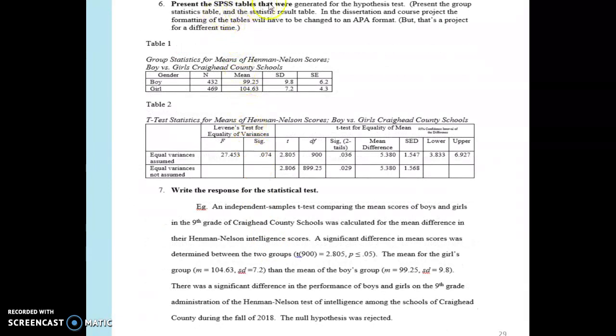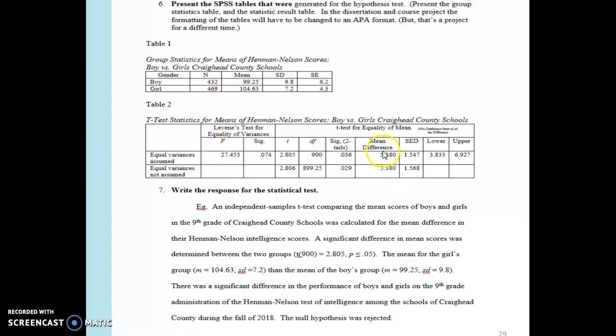You're going to present your SPSS tables generated for your hypothesis test. Here's table 1. Notice the italic print above the table. You do that. And this is not in APA format, and it should not be because I asked you not to. But in the real thing, you will put this in APA format. So here's an n value, mean, standard deviation, standard error. If you're doing a chi-square, present your first chi-square contingency table.